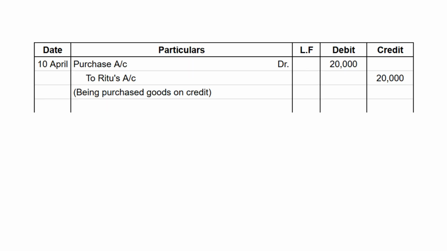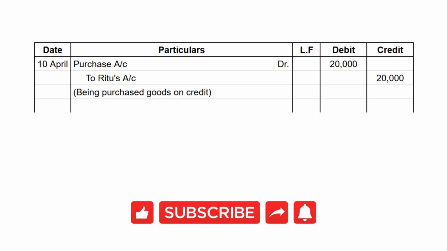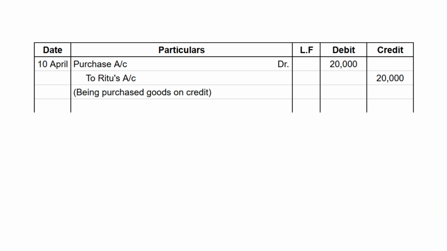10th April, purchase account debit 20,000 rupees on the debit side, to Ritu's account 20,000 rupees on the credit side, and the narration is being purchased goods on credit.